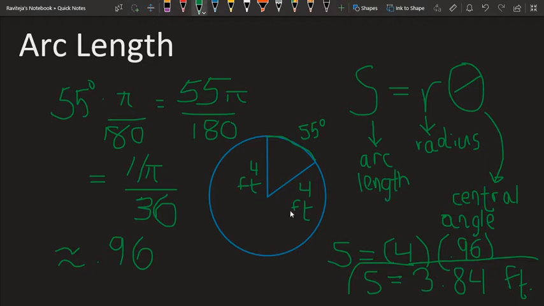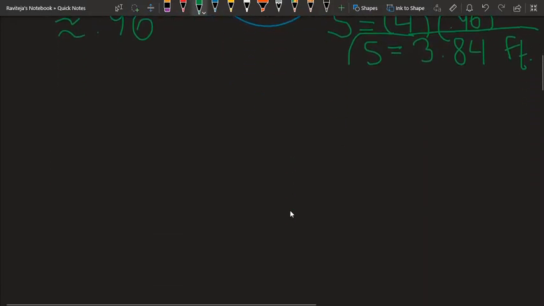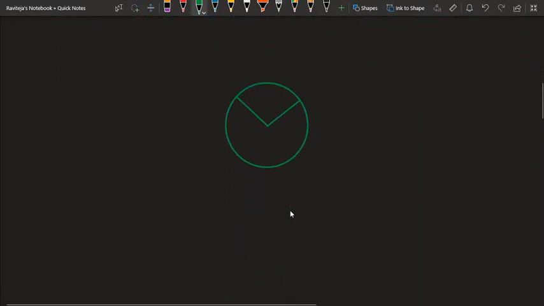So hopefully you guys understood that, and with that, let's move on to practice problem number 1, shall I say. So now I'm going to give you guys the information, and I want you guys to try and figure it out on your own. So the angle I'm going to give to you, the central angle for this problem, is 100 degrees.